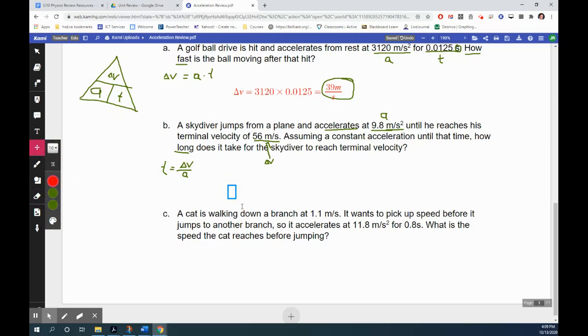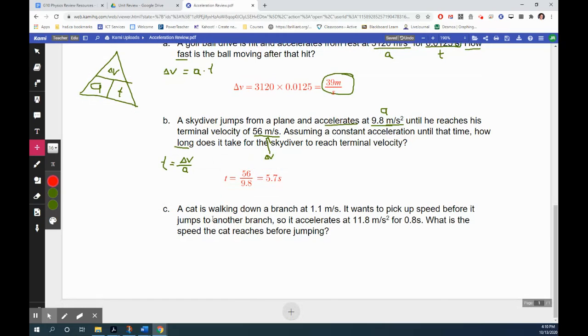So we plug in our values. T equals, change in velocity was 56, divided by 9.8 meters per second squared. That equals 56 over 9.8, which is 5.7 seconds. Okay, so it takes him 5.7 seconds of falling before he even reaches his full speed. All right, that's pretty cool. All right, last question. Please pause and try this yourself, and then watch the video once you're done.